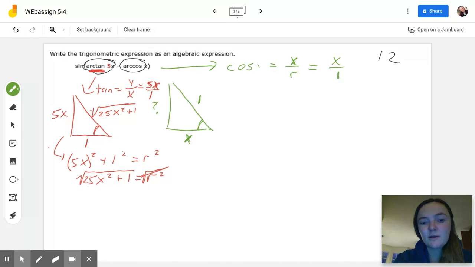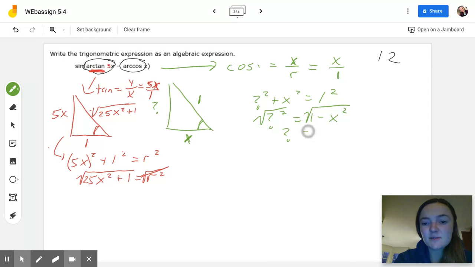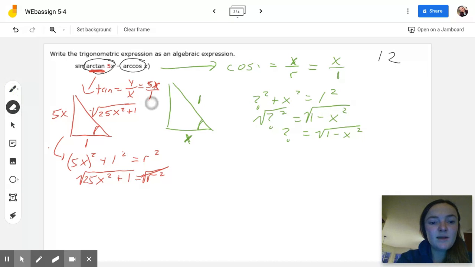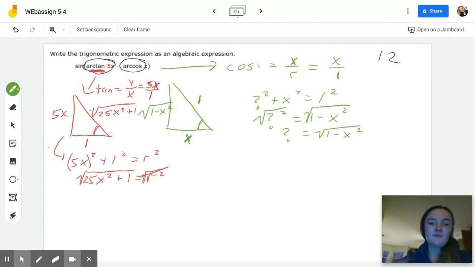So I need to find the other value. We'll call it question mark. So I know that question mark squared plus x squared is equal to 1 squared. And so question mark squared is equal to 1 minus x squared. Take the square root of both sides, and this missing value, question mark, is equal to the square root of 1 minus x squared. And so this y value right here is going to be the square root of 1 minus x squared. All right, very, very festive. I'm super excited to solve this.